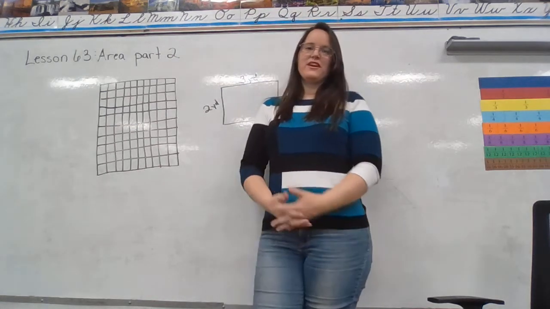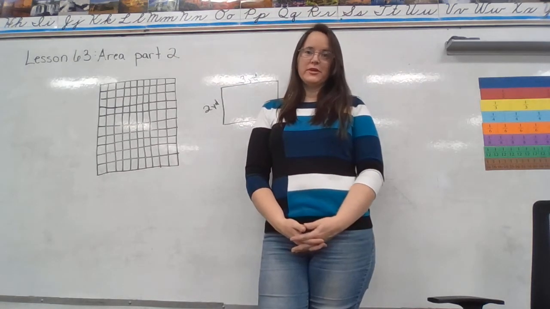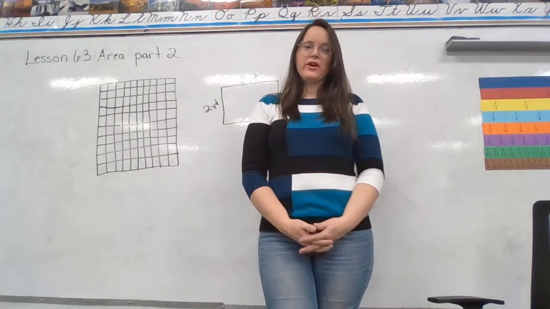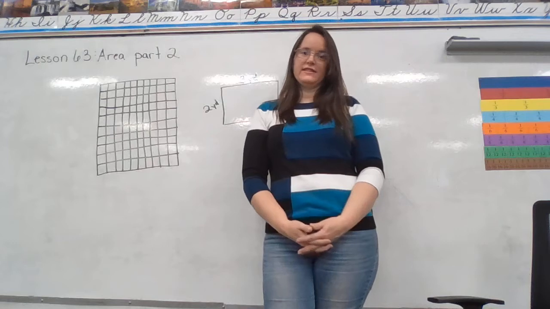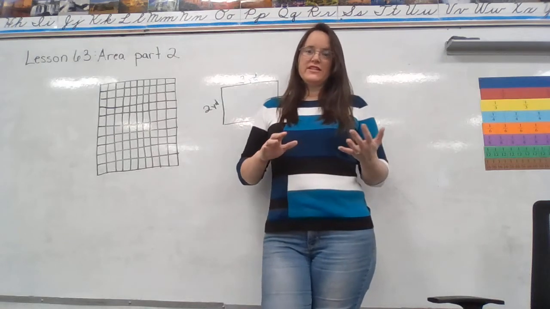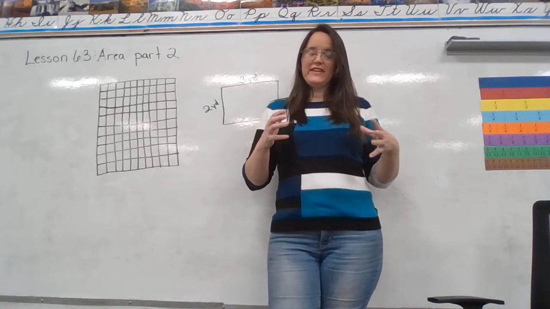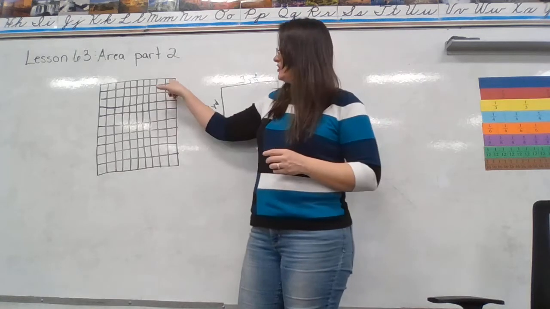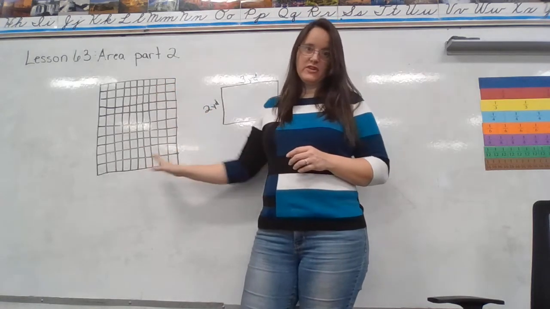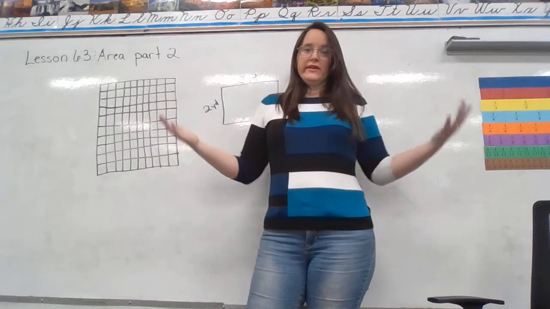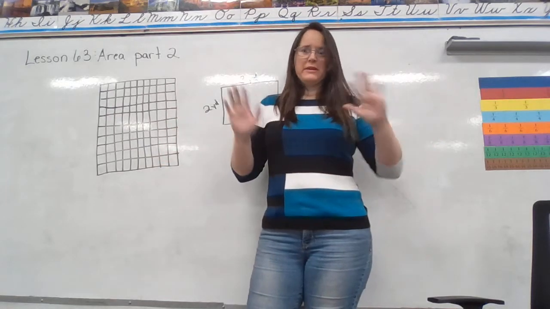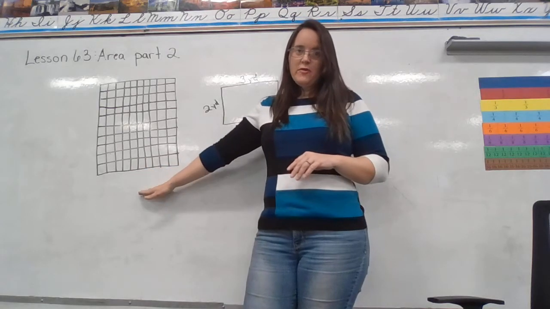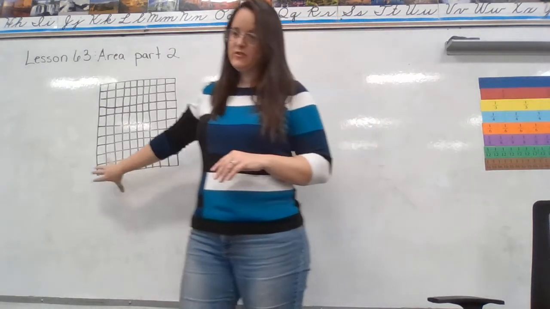Hi class, today we are on Saxon Math Book 3, Lesson 63, and this is the second part of our area lesson. In the first part, I talked to you about square feet, square inches, and square yards, where we use squares, like this picture here, to measure the area of something, how much space it takes up. So in our first example, we have this little grid here.